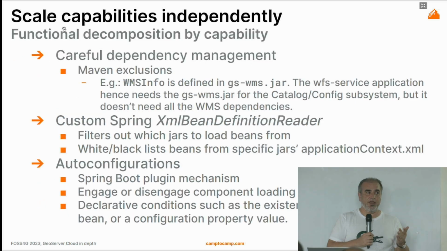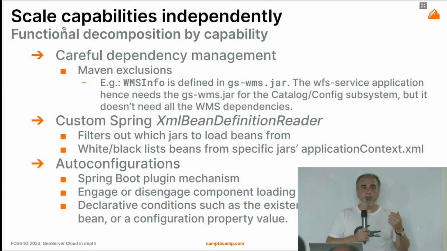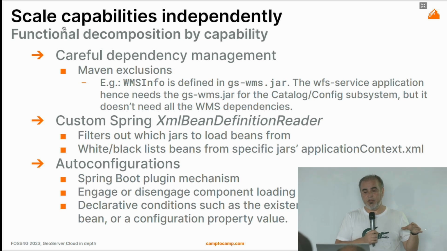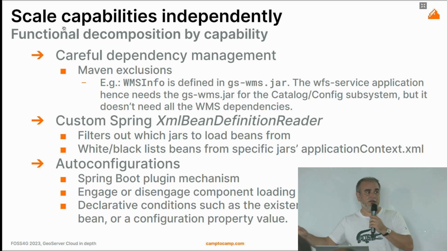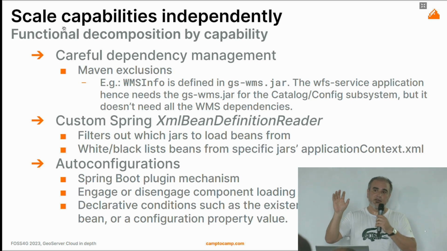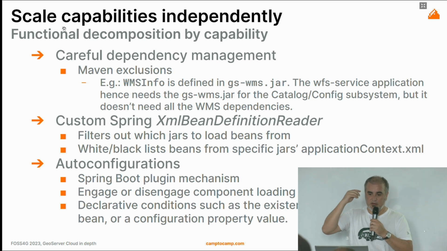So how did we solve that? On one side, with careful dependency management. We are using a lot of Maven exclusions to avoid having transitive dependencies that are not needed on each specific service. I'm going to go fast about this because maybe it's too much detail.